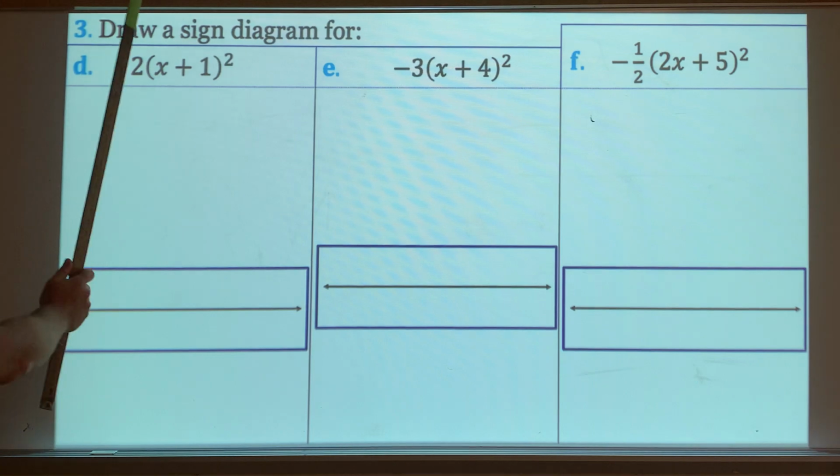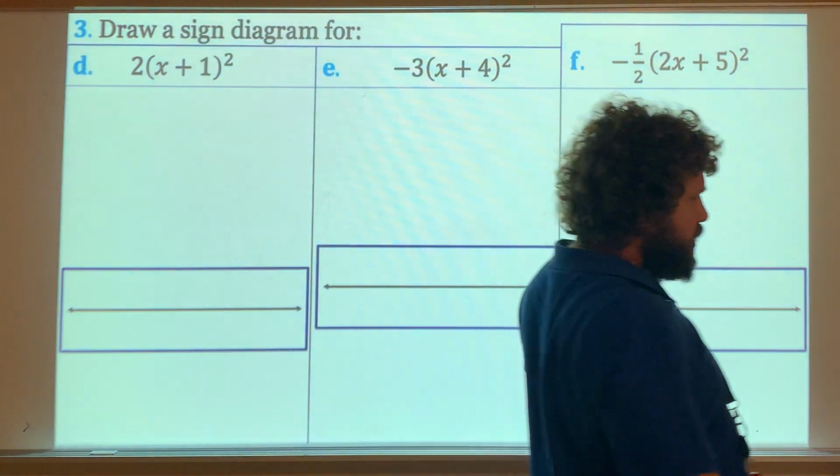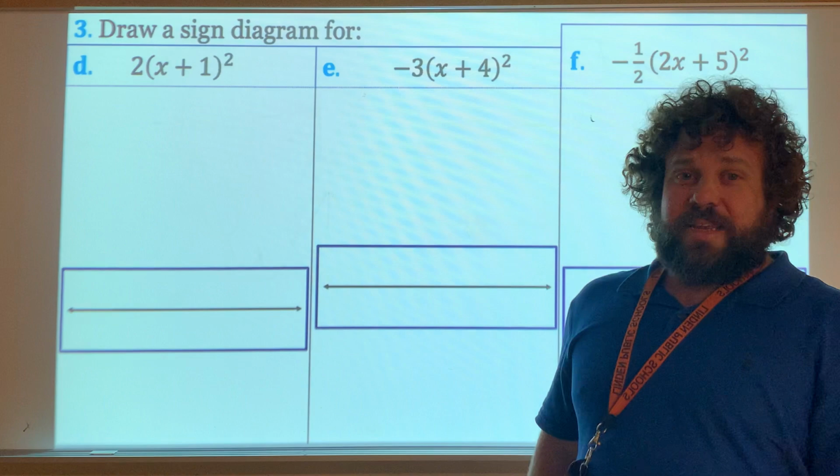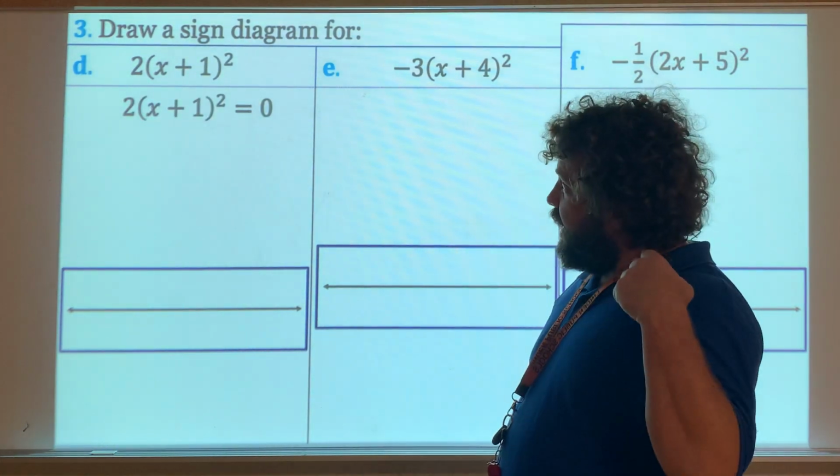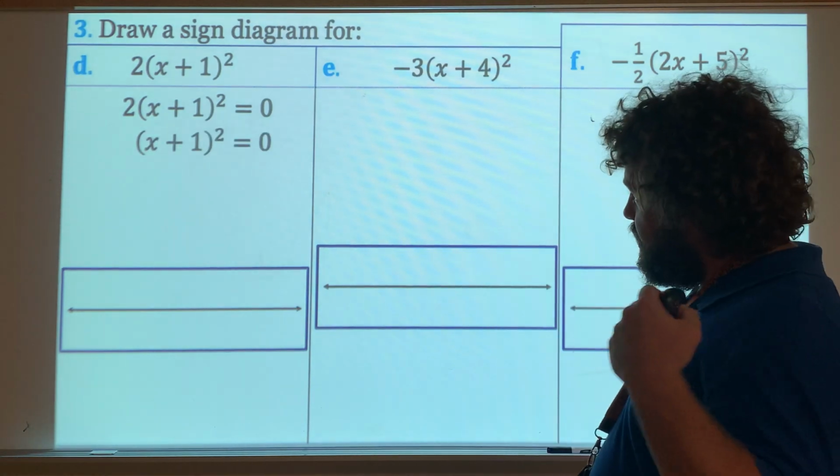Next 3 problems. You have a 2 out front. What does that do for our sign? Absolutely nothing. Like I said before, you're going to take whatever's on the inside and set that equal to 0. So you're going to take the 2.